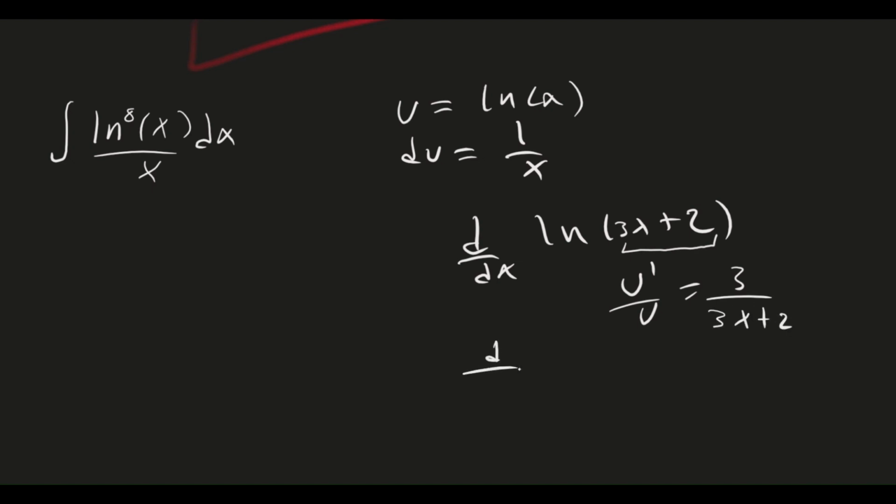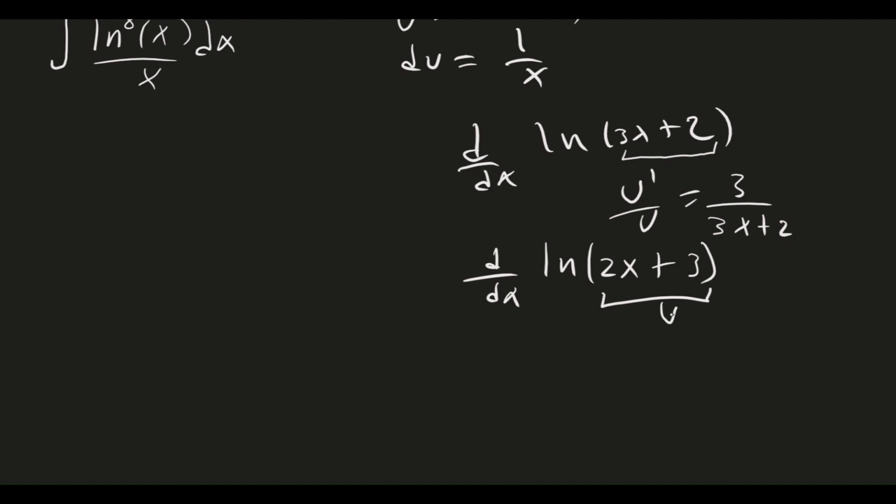Another example, if we have ln of 2x plus 3, it is going to be the same. Here is the u variable, and u prime is going to be the derivative of u, which is this one. It's going to give us 2 over 2x plus 3. So that is how we can differentiate natural logarithm problems.